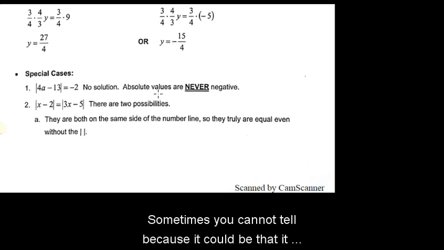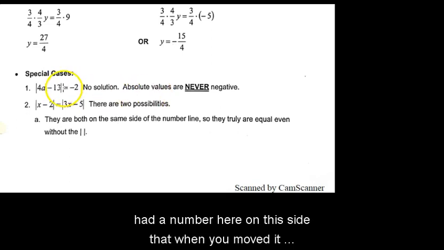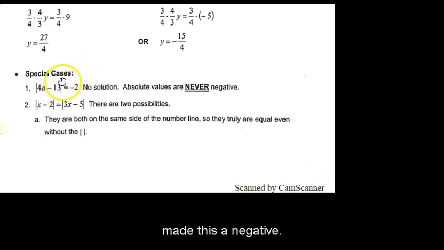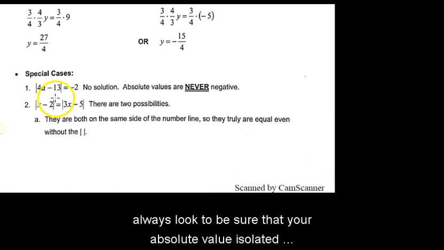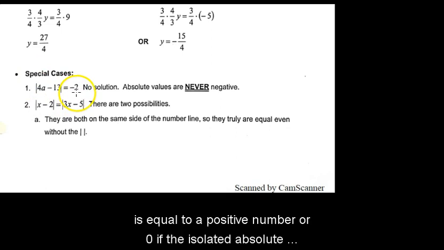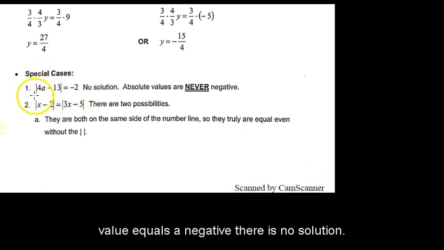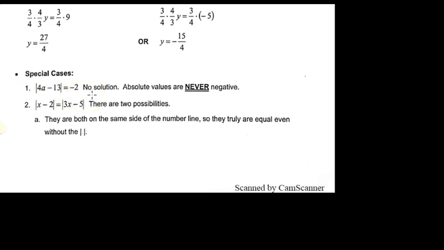Sometimes you cannot tell because it could be that it had a number on this side that, when you moved it, made this a negative. That's why it's important to isolate the absolute value first. Always look to be sure that your isolated absolute value is equal to a positive number or 0. If the isolated absolute value equals a negative, there is no solution.